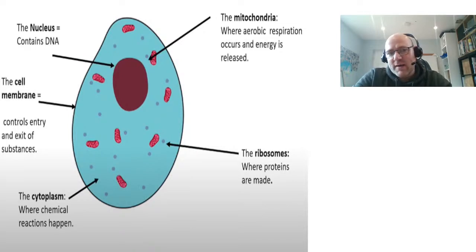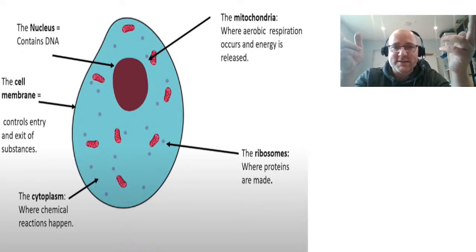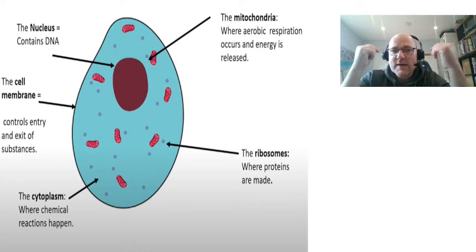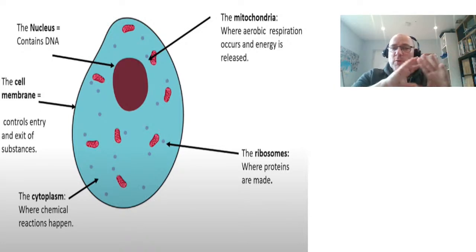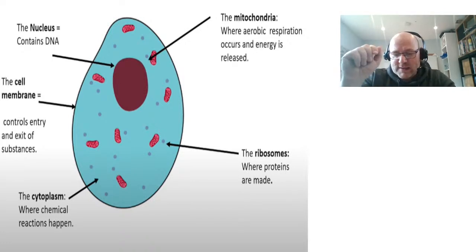Alright, so here it goes through what they do. The nucleus contains DNA, is in charge of cell activity. The cell membrane controls what goes in, what goes out. Cytoplasm, where chemical reactions happen. The mitochondria, aerobic respiration, not anaerobic, as we discussed yesterday. That happens elsewhere. The ribosomes are the smallest. They're the little black circles. So whenever you're looking at a cell, the smallest thing in there is going to be ribosomes. Okay, and that's where proteins are made.